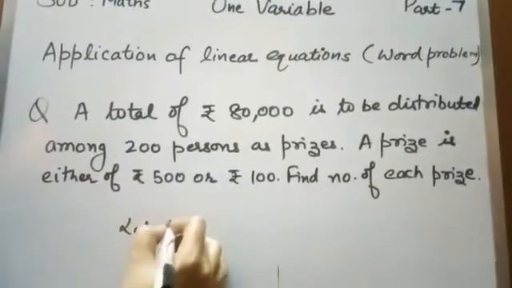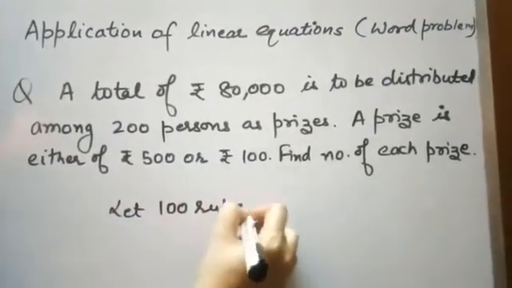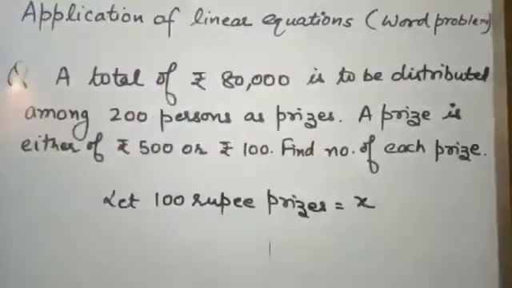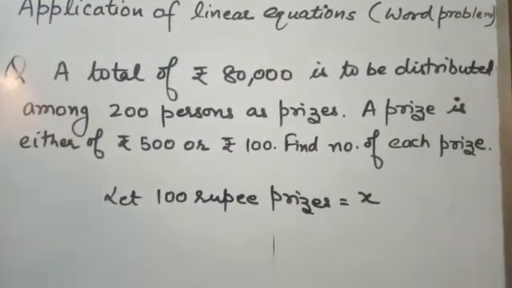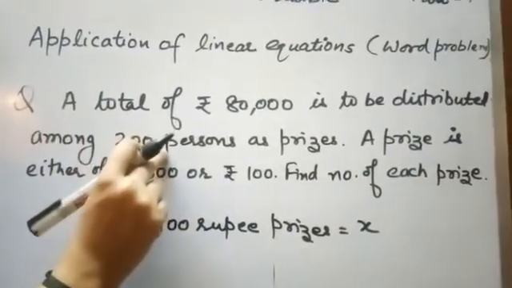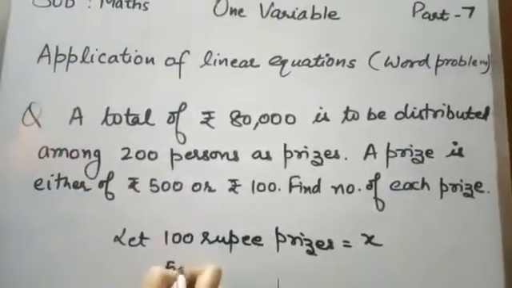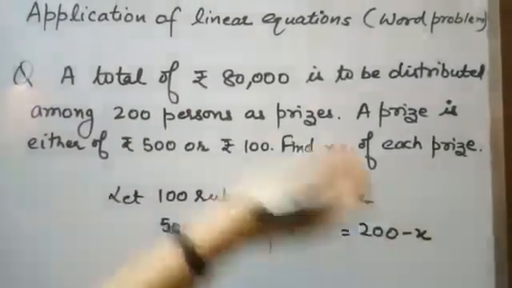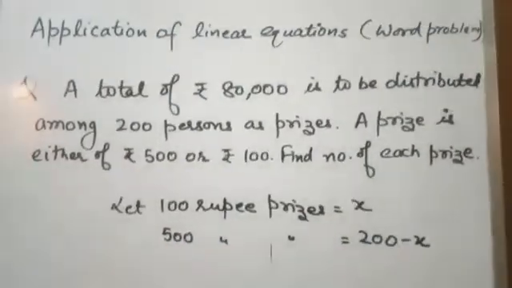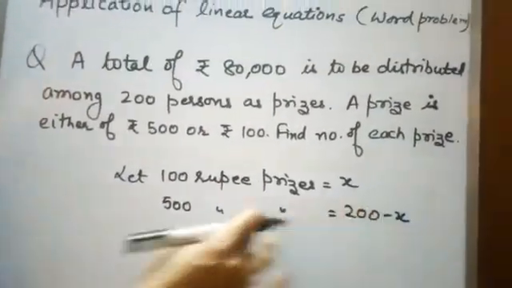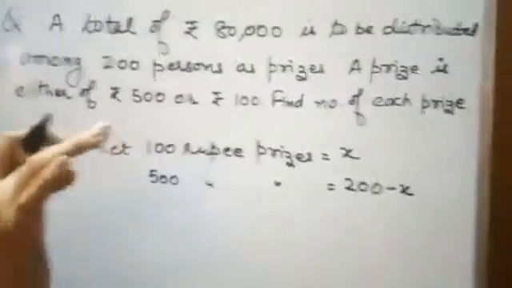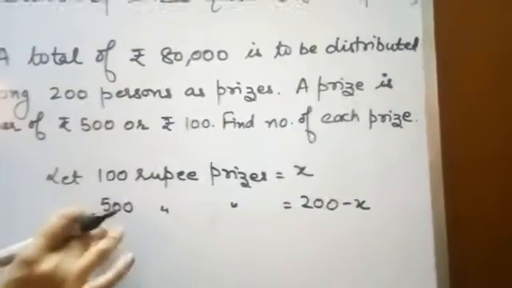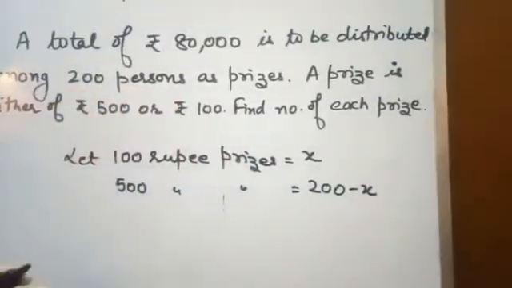Let the 100 rupee prizes he is going to purchase be x. Now how many total prizes have to be purchased? 200, because every person has to be given a prize and 200 persons are there. So the 500 rupee prizes will be 200 minus x. Suppose you have 200 prizes and 50 are of 100 rupees, it means the remaining 150 are of 500. But we have not been given the exact number, so we assume the 100 rupee prizes be x and the 500 rupee prizes be 200 minus x.